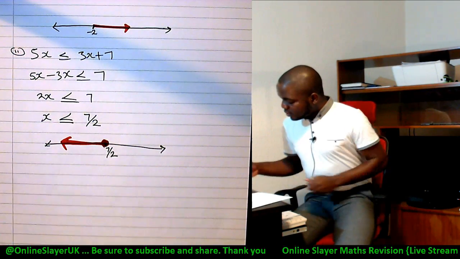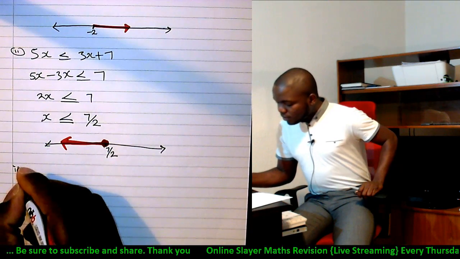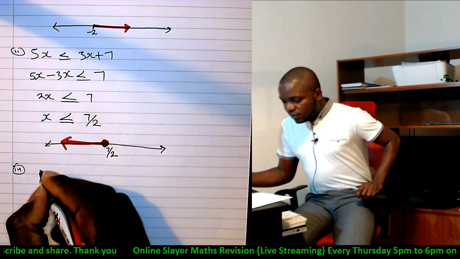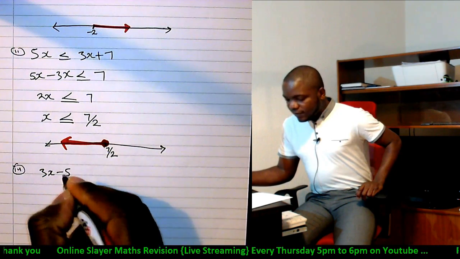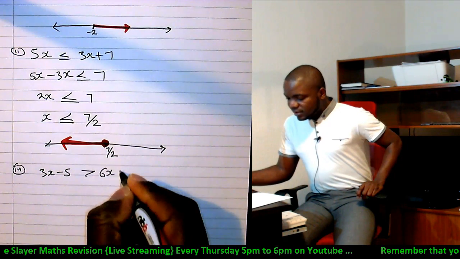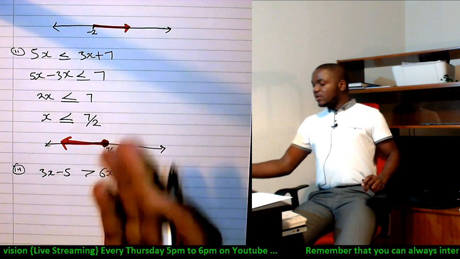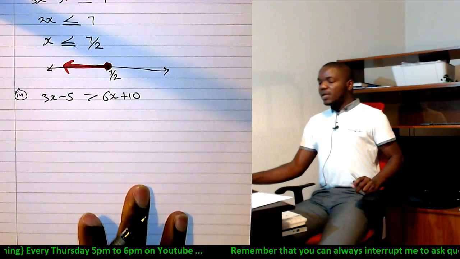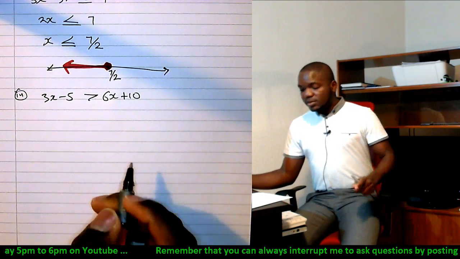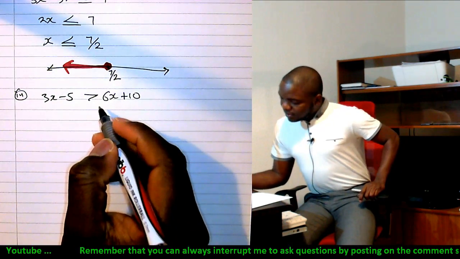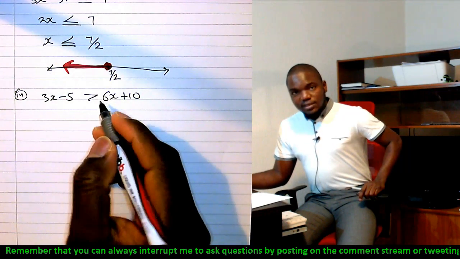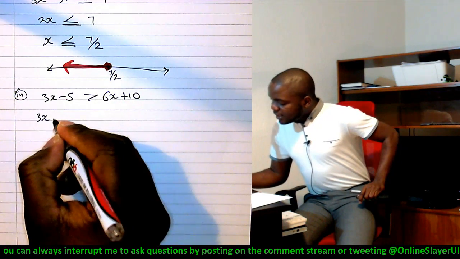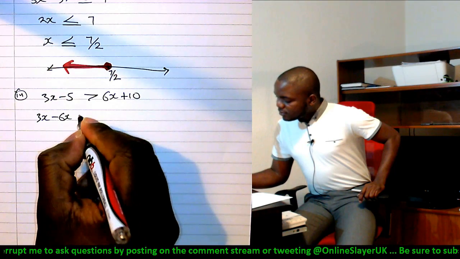The third question says, solve for 3x minus 5 greater than 6x plus 10. And just like the other one, we will want to collect like terms and make x the subject. You can tell me what to do, right? Okay, tell me then. Should we subtract 6x? Okay. That's 3x minus 6x greater than.